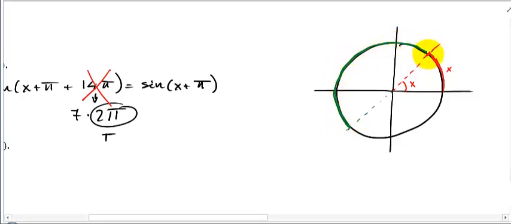So where's the sine of x? The sine of x is here. This is sine x, okay? But this length right here, the whole green length, is x plus pi. So this right here is the sine of x plus pi. And by the way, we could look at the cosine too. This is the cosine of x plus pi, while this is the cosine of x.